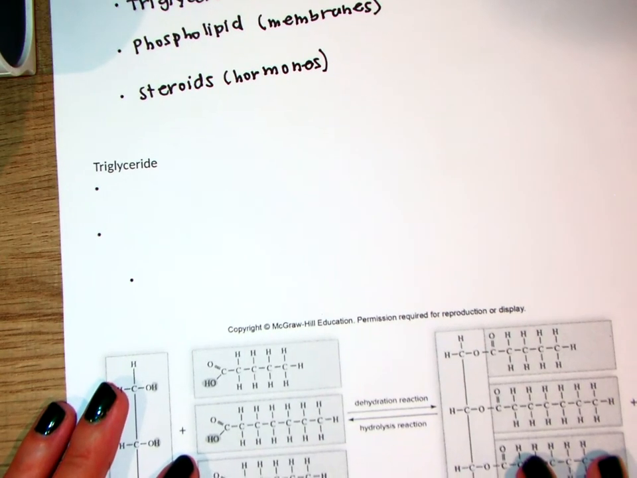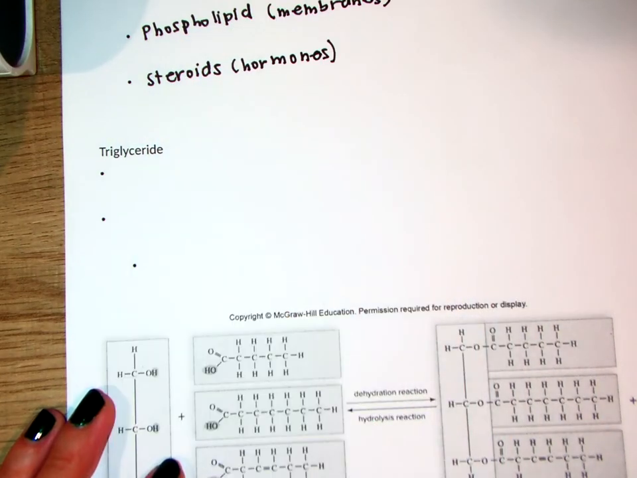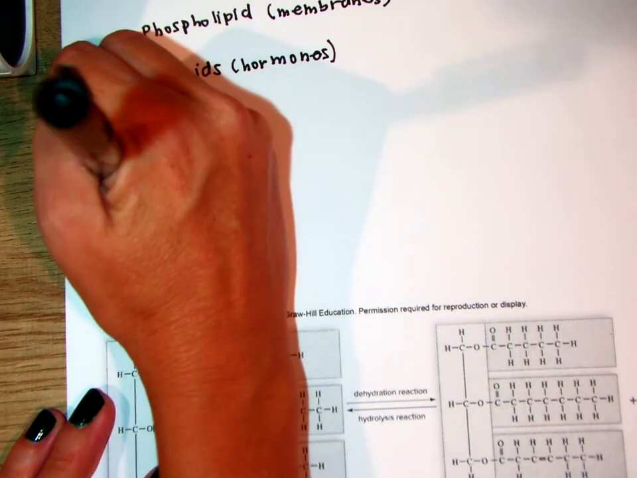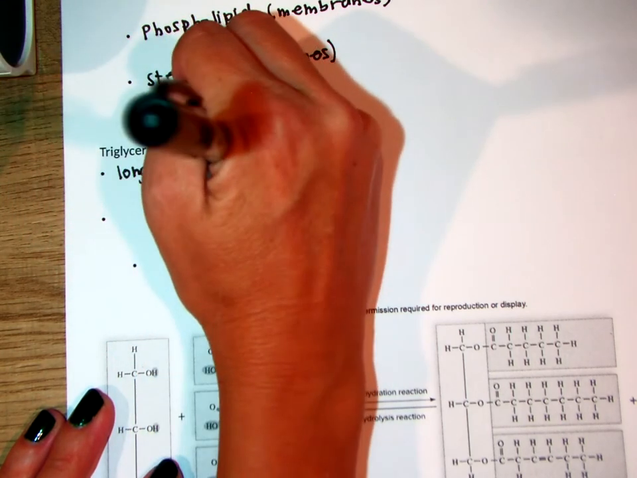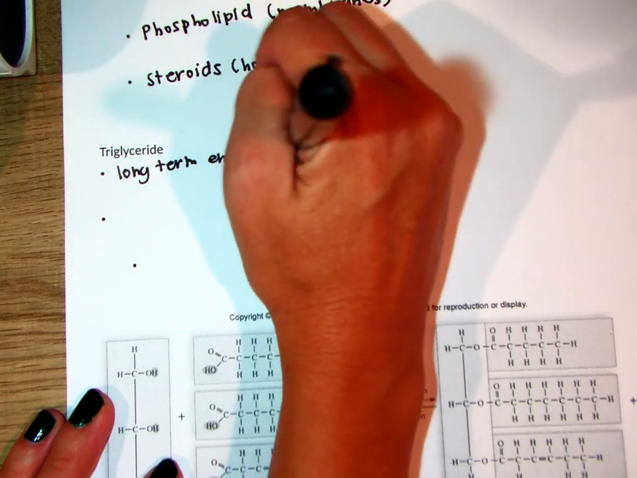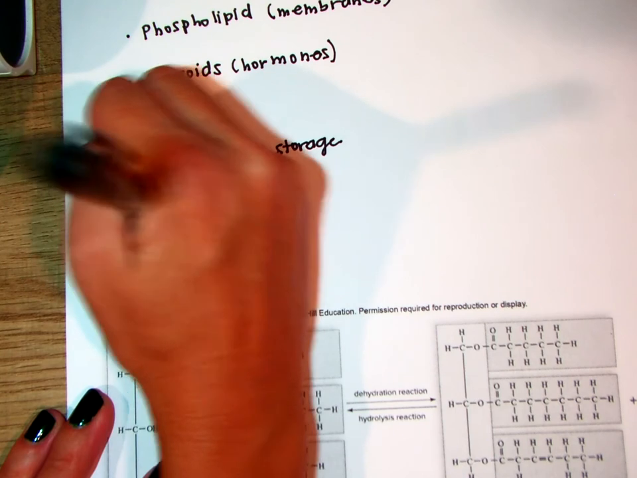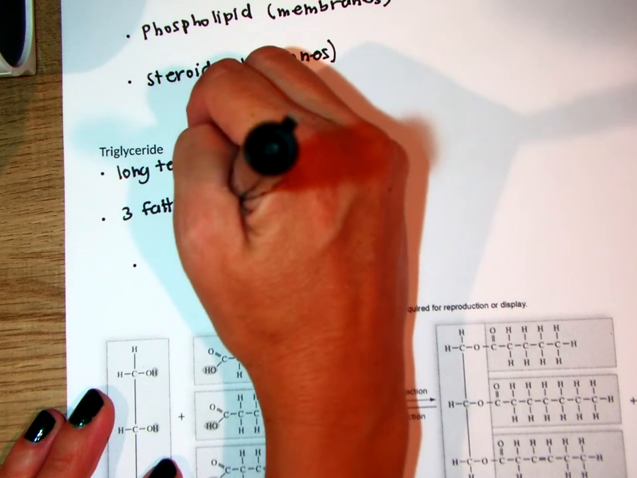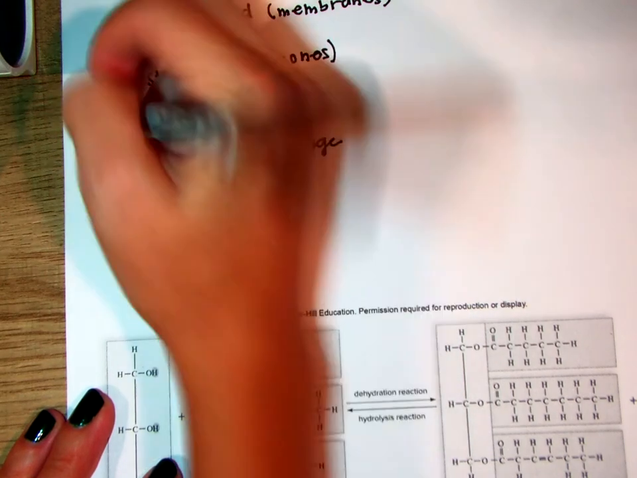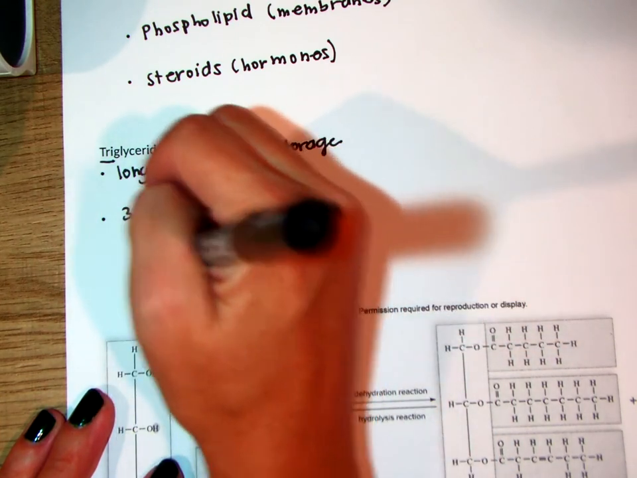So let's start with talking about triglycerides. So a triglyceride is a polymer. It's made up of a bunch of little monomers, and this is for long-term energy storage. It's made up of 3 fatty acid chains, which is where the tri comes from. 3 fatty acid chains that are attached to a glycerol molecule.